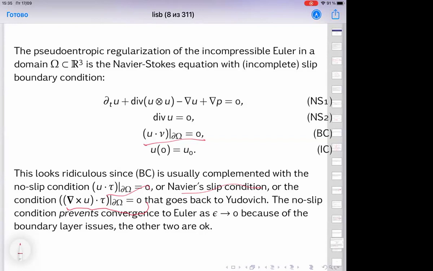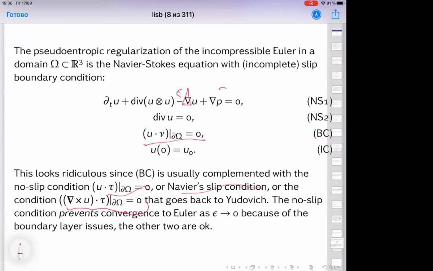Why is this interesting? Because you know that if you have the no slip condition for Navier-Stokes in a domain, and you let epsilon go to zero, so you let the viscosity go to zero... yeah, so this is the Navier-Stokes, right? Sorry, I forgot the Laplacian here. So the Navier-Stokes will be with the Laplacian, of course. So this is Euler, and if you want Navier-Stokes, you add the Laplacian like this, and then there is some epsilon in front, right?